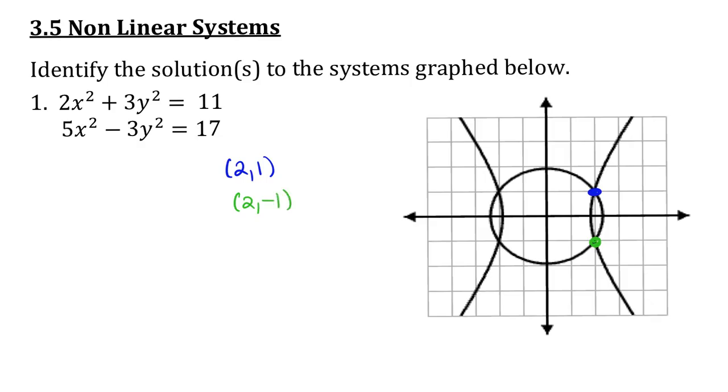What else do we have? This one up here, that's negative 2, positive 1. And one more down here. So we have negative 2, negative 1. So in this case, our system had 4 solutions. So it's possible with these kind of systems to get 4 solutions.